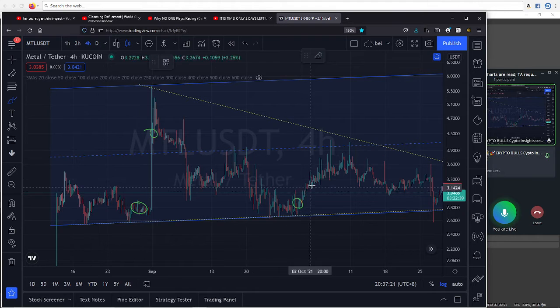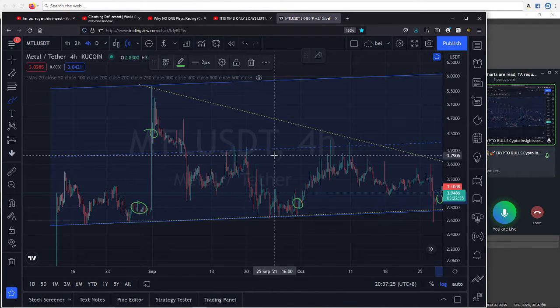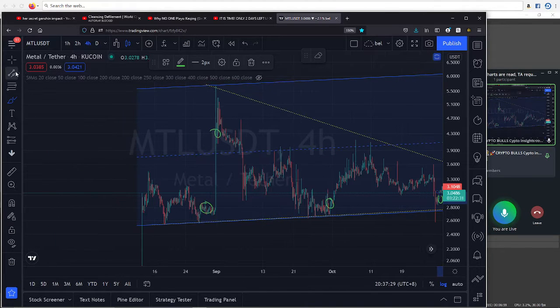Okay, and once it's tested as support, it's a buying opportunity. So you actually get an average price out here. Then the next thing, we sell.